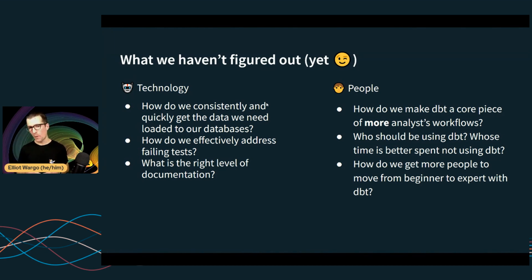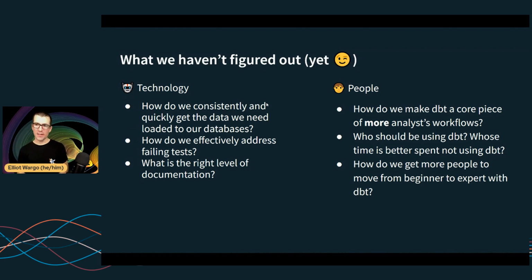So on the technology side, I mentioned this earlier, but how do we consistently and quickly get the data we need loaded to databases? Our data management team has been built around loading data from applications. For analytics, often you need data from all different sources and much more quickly than we are used to. In terms of the pipelines, we define tests, and those tests fail, which is great. That means we're checking our data. But how do we effectively prioritize those? How do we effectively address them? There's many different places that there could be a problem that caused that test to fail. And then what is the right level of documentation? As I mentioned earlier, we have pretty high standards. Some cases, we've had to discuss, should we lower those standards to move more quickly?